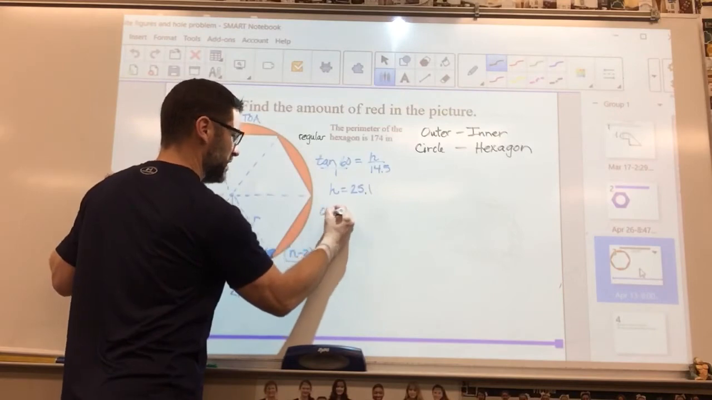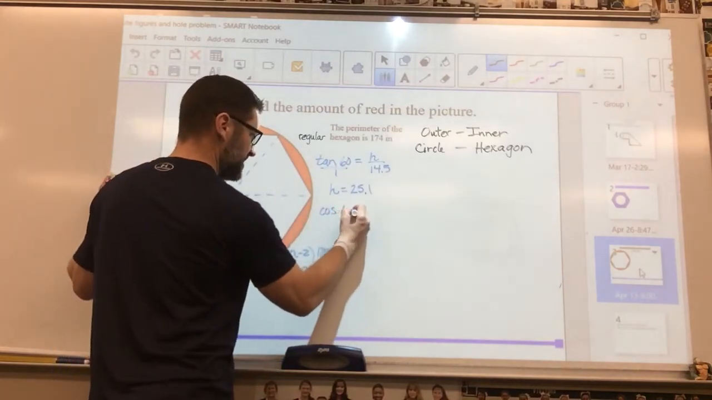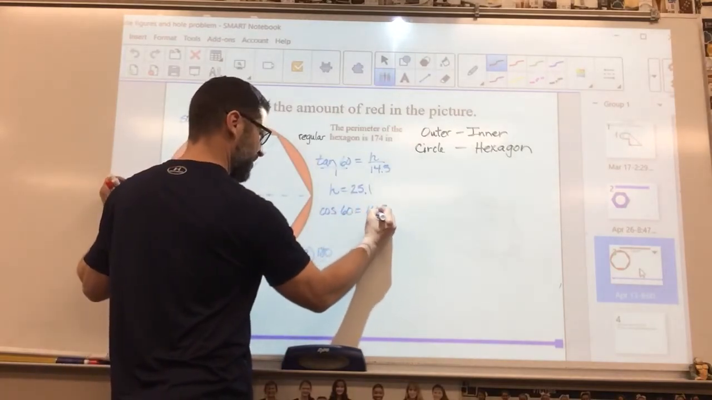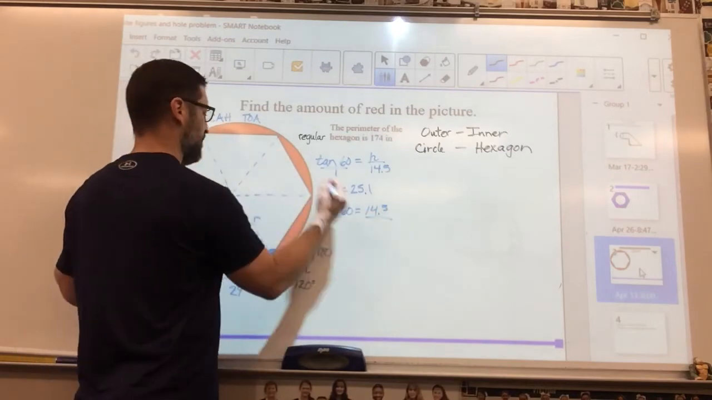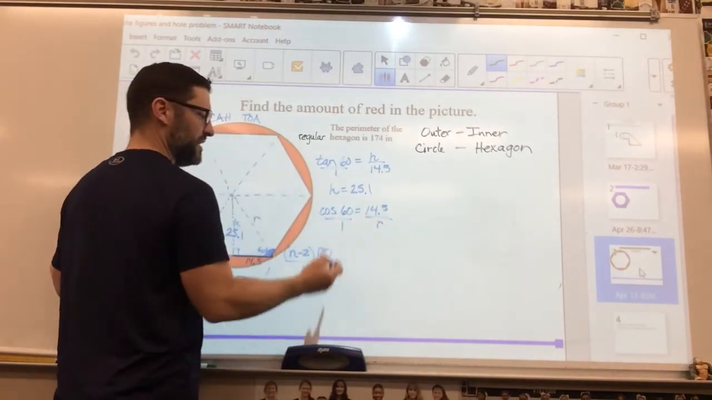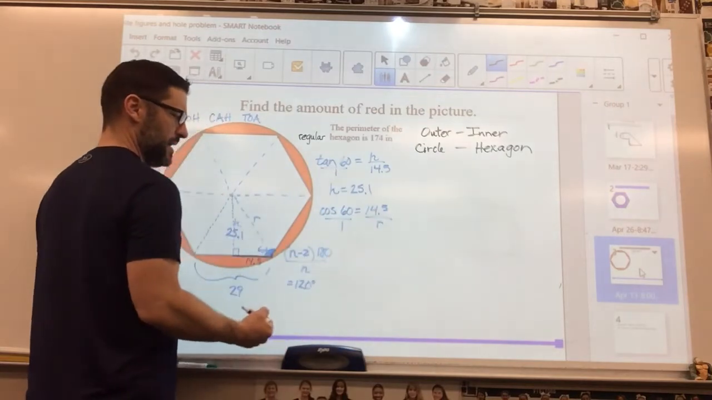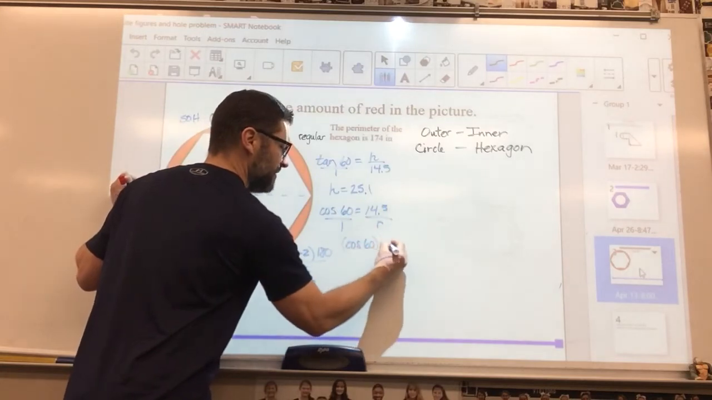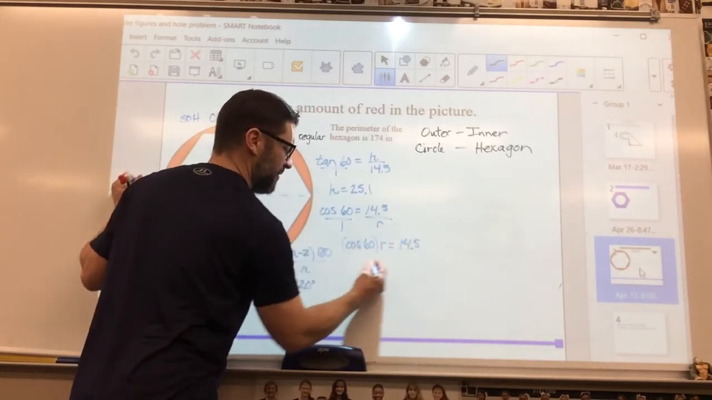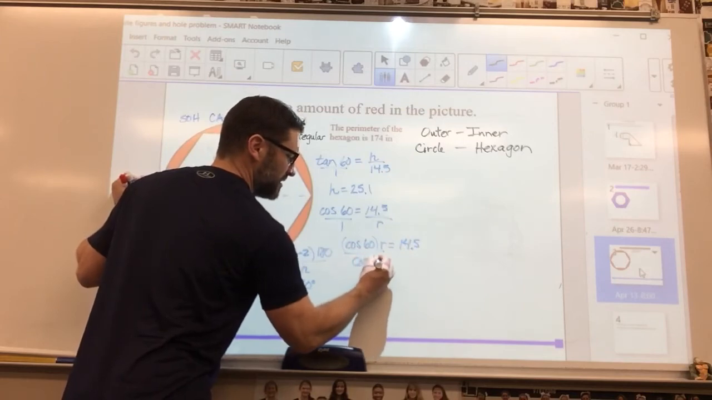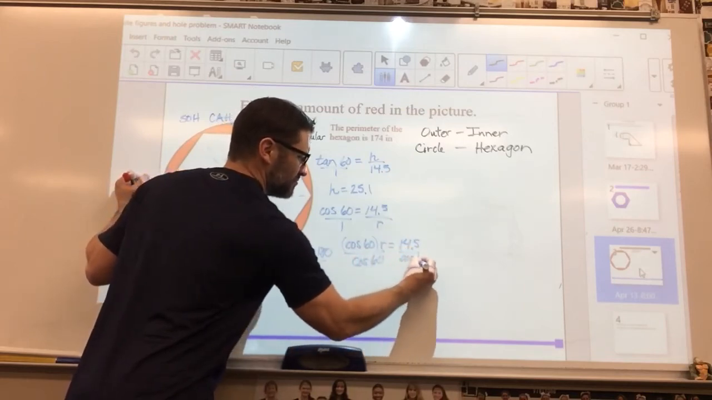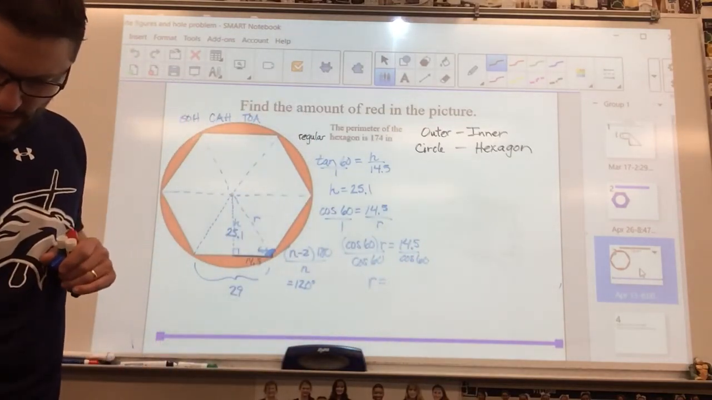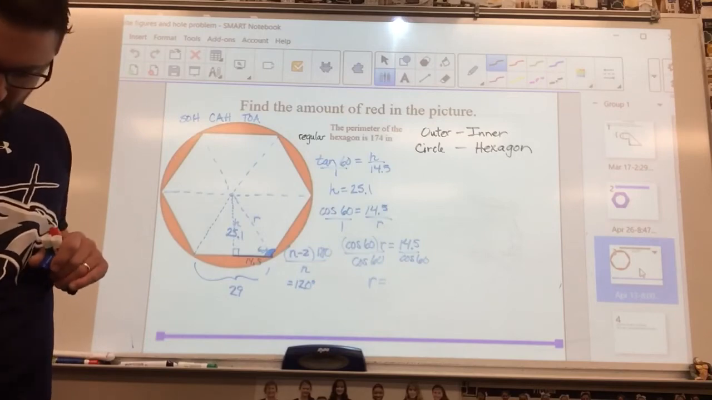So now I'm going to crank through it: the cosine of 60 is equal to adjacent 14.5 over hypotenuse r. And this one's set up a little bit differently. When I cross multiply, I'm going to have to divide. So I take the cosine of 60 times the r value, which is equal to 14.5. I'll divide by the cosine of 60. And I end up with an r value that's 14.5 divided by the cosine of 60.